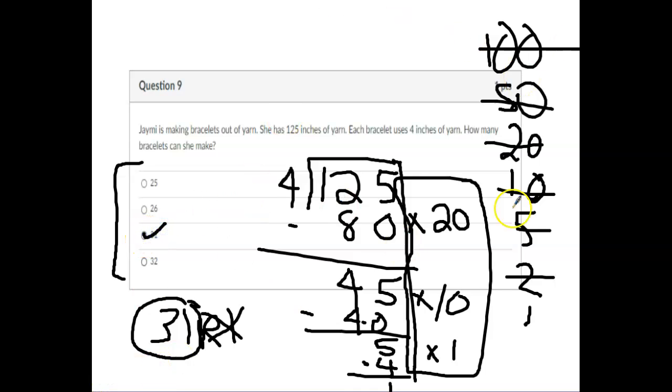All right, you guys, you did excellent with dividing, interpreting remainders, and using our friendly numbers today.